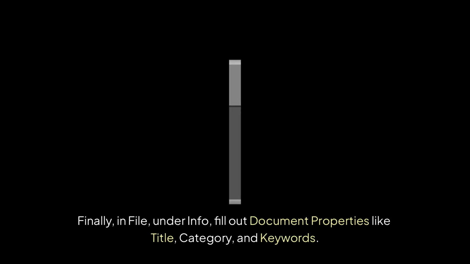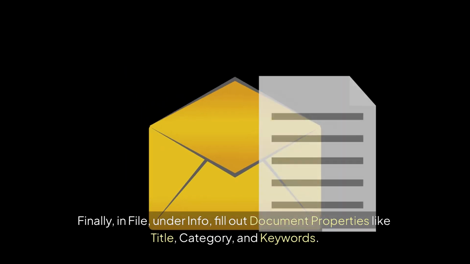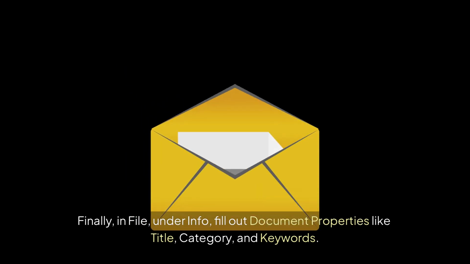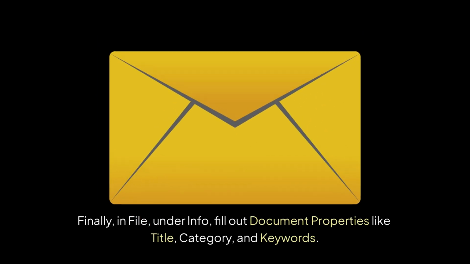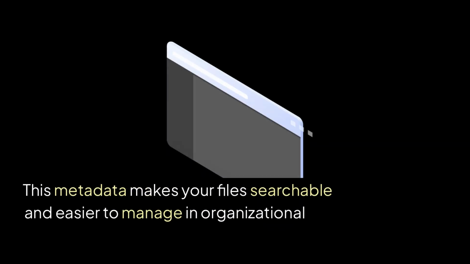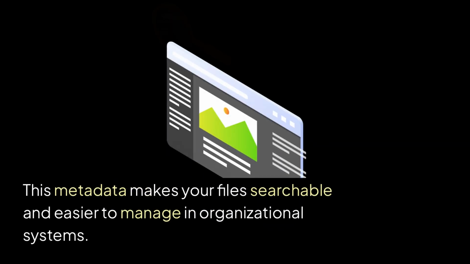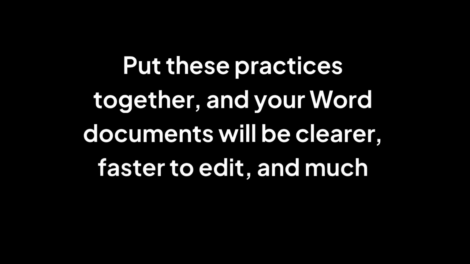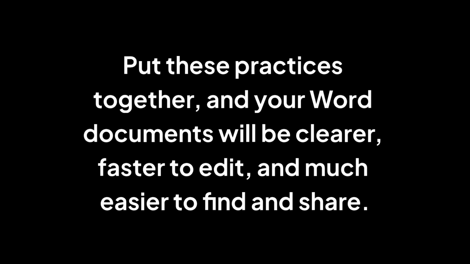Finally, in File, under Info, fill out document properties like title, category, and keywords. This metadata makes your files searchable and easier to manage in organizational systems. Put these practices together, and your Word documents will be clearer, faster to edit, and much easier to find and share.